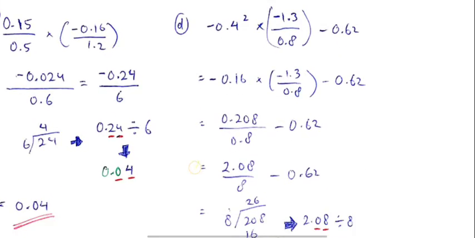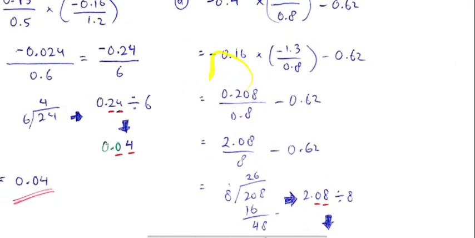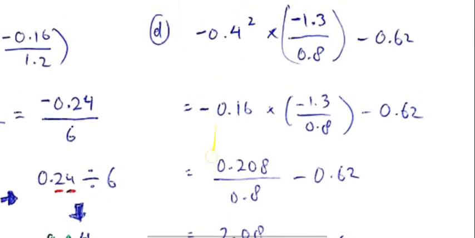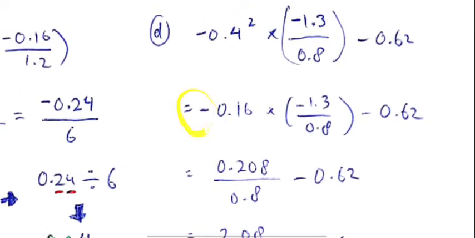And for number D, almost the same thing. This time we have a power here. So remember the rule again: deal with the power or root first. So 0.4 squared, so 0.4 times 0.4, right? That will give you 0.16. You can try it yourself. And the negative sign just remains the same.